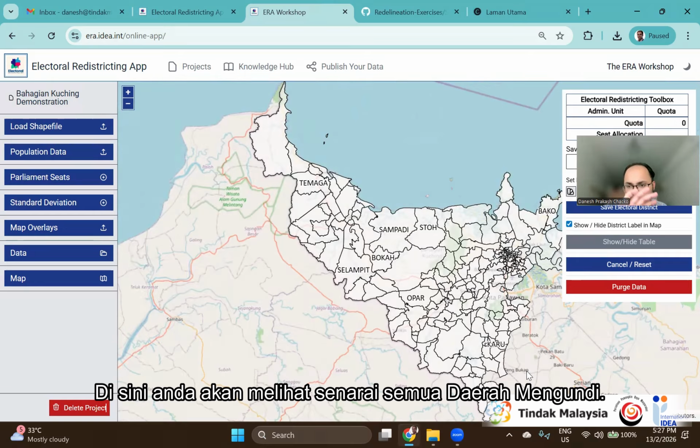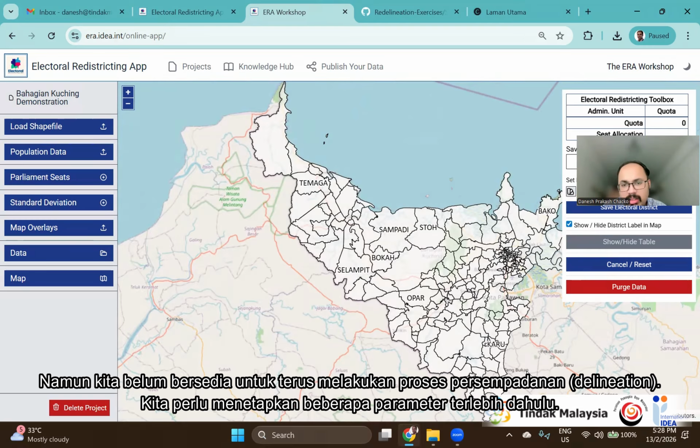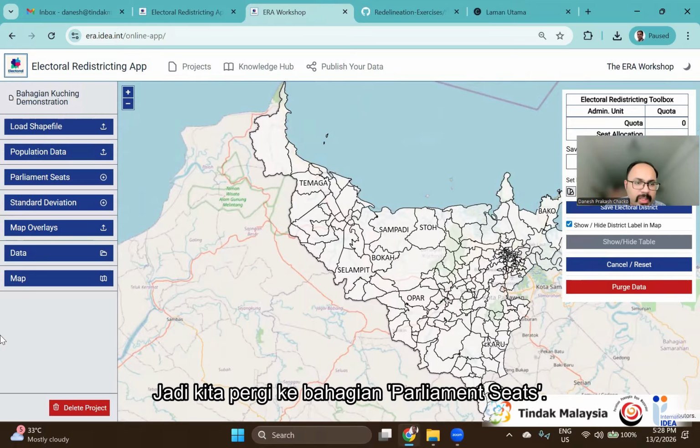So here is the list of all the Dara Mundis, which is the map of it, all the list of all the polling districts with their boundaries. But we are not ready to go first and do the delineation. We need to set some expectations. So we go to parliament seats.